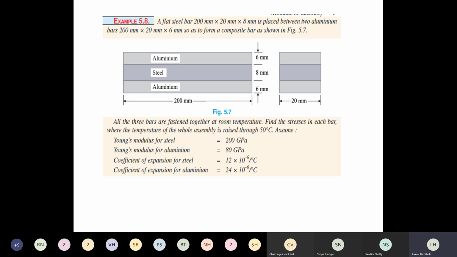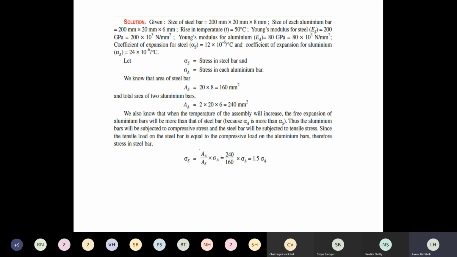Now let's see the solution of this particular diagram. So the size of steel bar is given to you, 200 mm, 20 mm, 8 mm. Similarly, aluminium bar 200 mm, 20 mm, 6 mm, right? Rise in temperature, observe carefully, rise in temperature directly delta T is taken as 50 degrees Celsius.